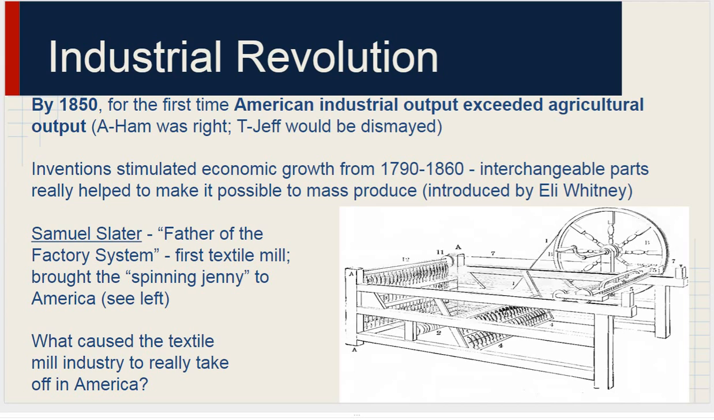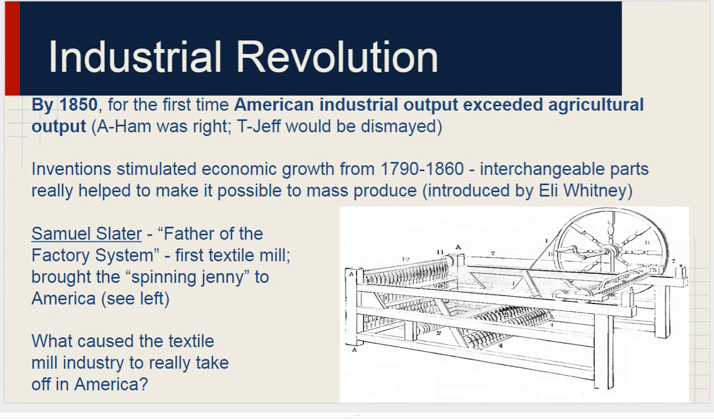Now, taking this concept of mass production to another level was Samuel Slater, and he's the father of the factory system, as he's sometimes referred to. He's the one that opens up our first textile mill in America in the 1790s in Pawtucket, Rhode Island. And he brought to America, actually stole the plans from England, because they were already making these textiles for quite a few decades before they came to America.